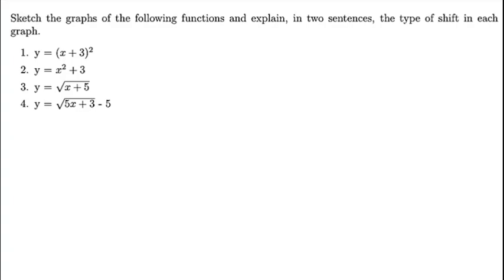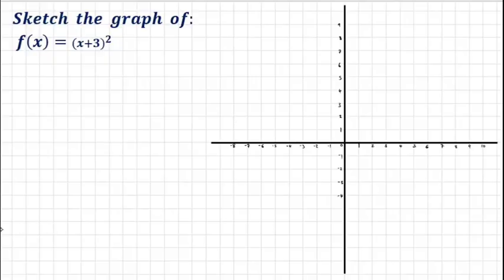Sketch the graphs of the following functions and explain in 2 sentences the type of shift in each graph. So we have these 4 graphs. Let's break them down one by one. Alright, so let's sketch the graph of y is equals to x plus 3 squared. What I can do here is say x plus 3, then x plus 3 again.